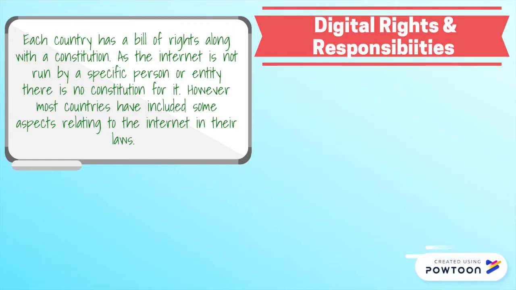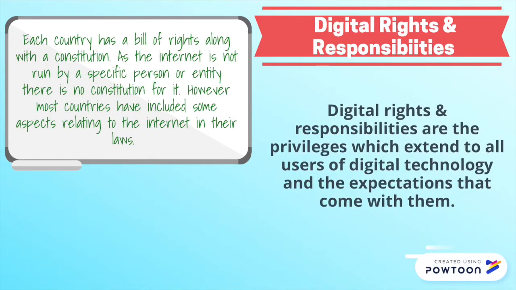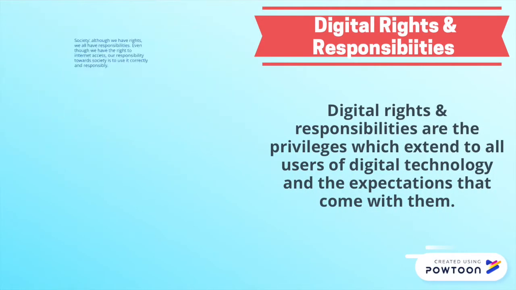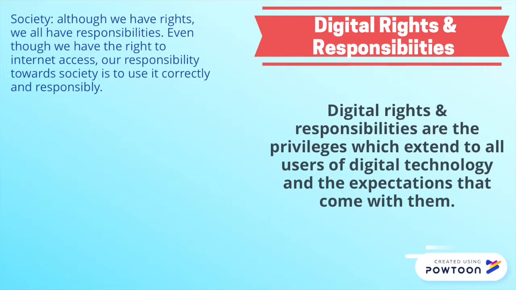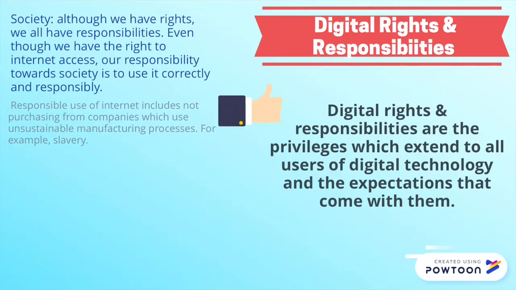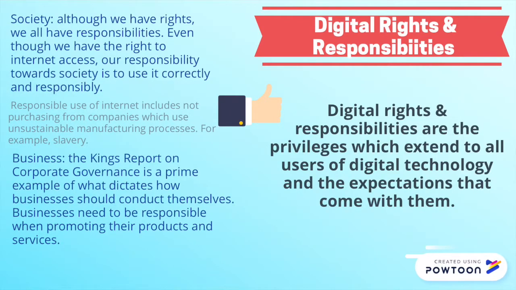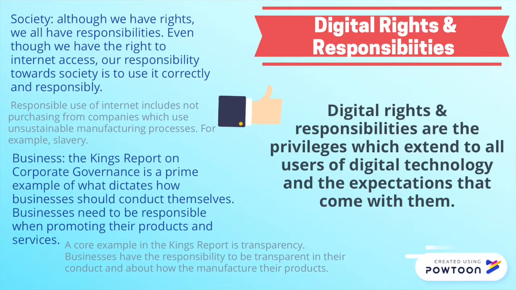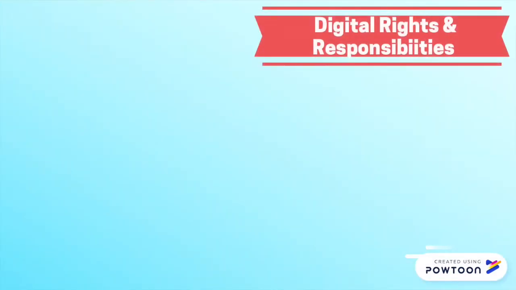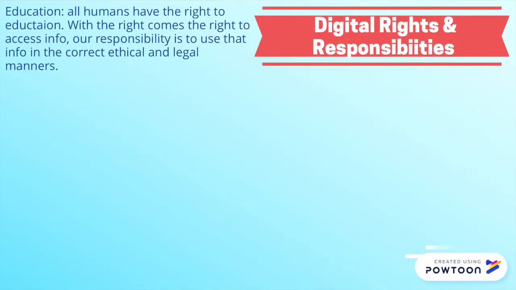The fifth aspect is digital rights and responsibilities. Digital rights and responsibilities are the privileges which extend to all users of digital technology and the expectations that come with them. Responsible use of internet includes not purchasing from companies which use unsustainable manufacturing processes.